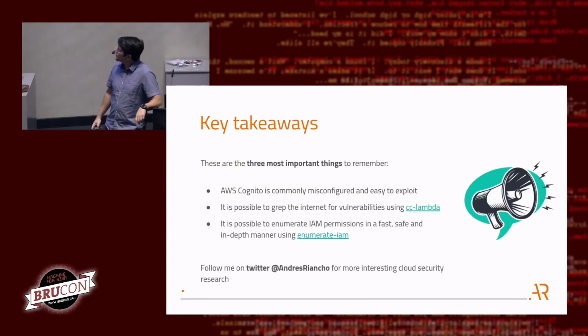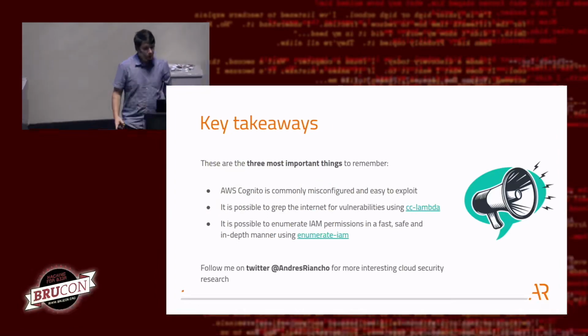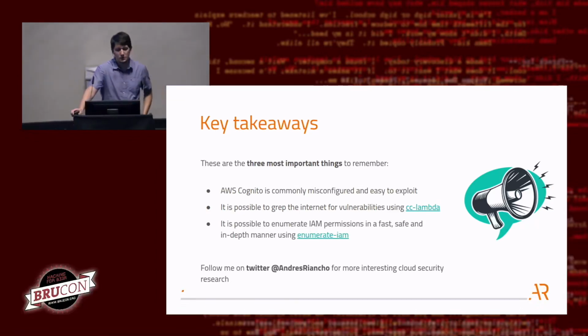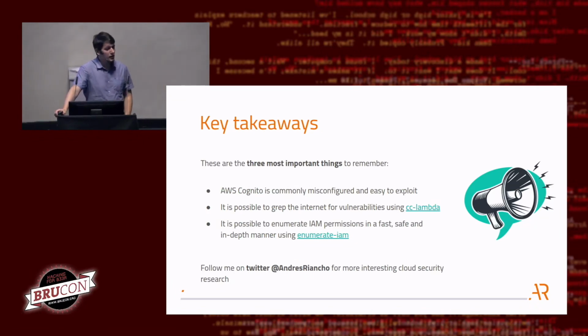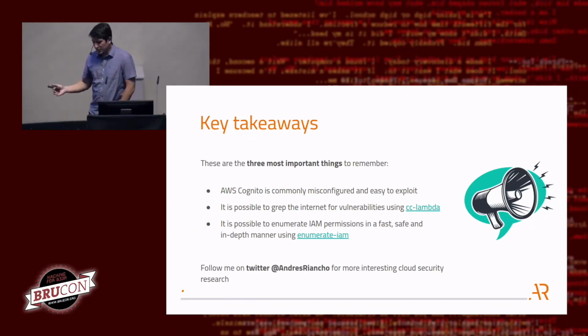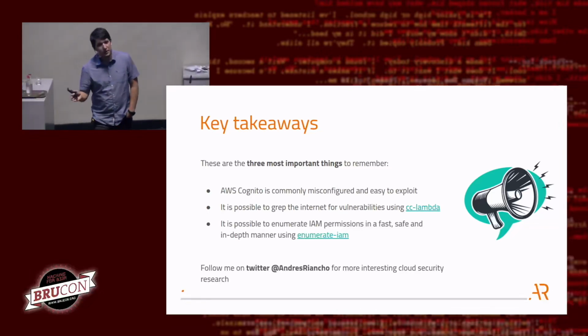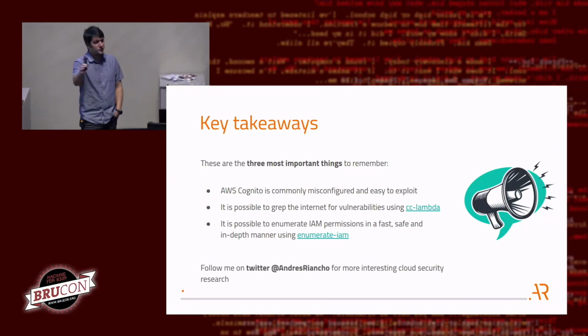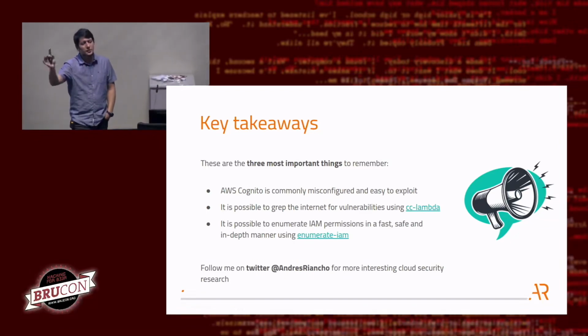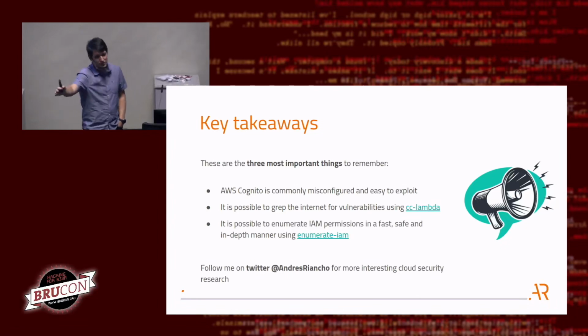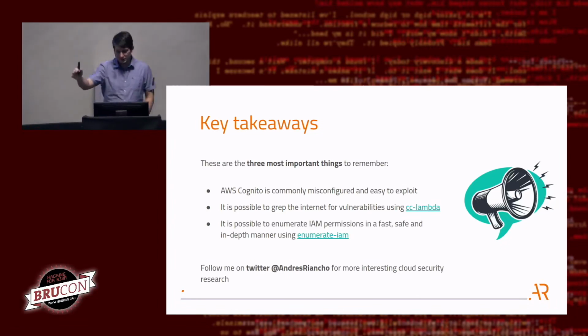Great. So, key takeaways. There are 3 things that you should take away from this talk. AWS Cognito is commonly misconfigured. And it's really easy to exploit. So if you're ever doing an assessment and Cognito appears there, you should be happy. You have access, most likely. 20% of chances of getting something good out of that.